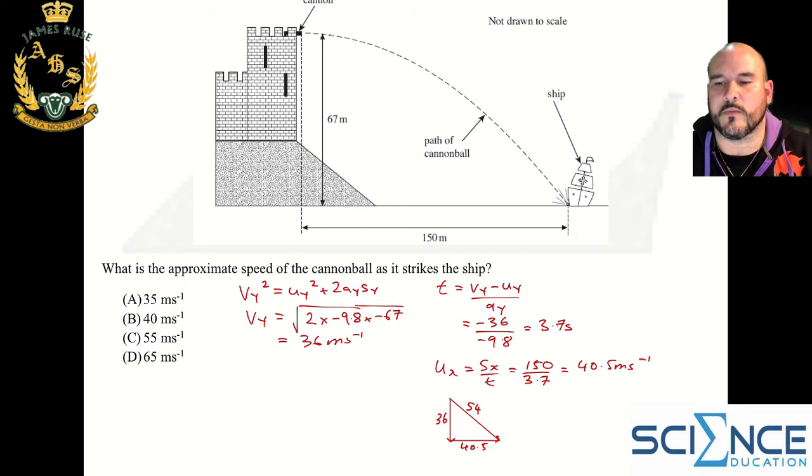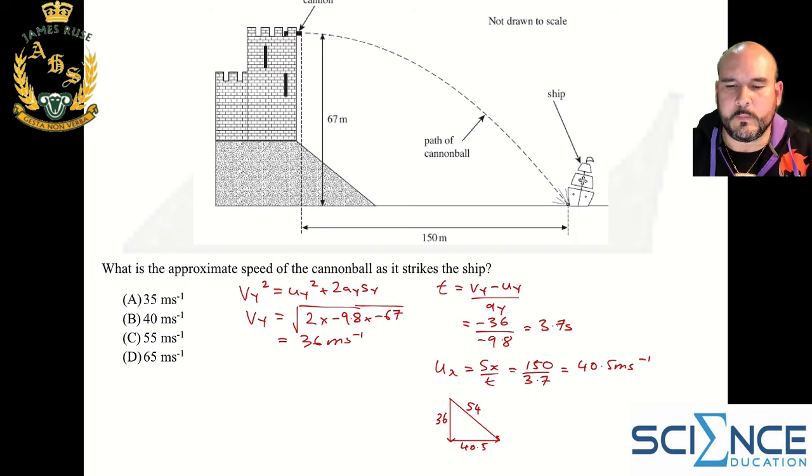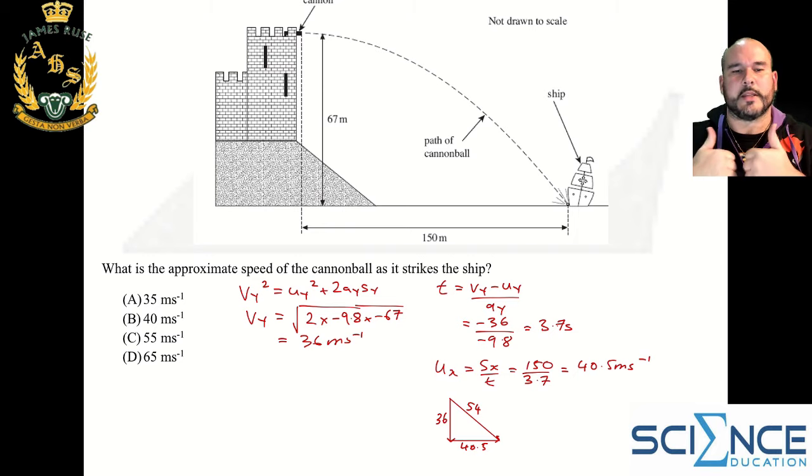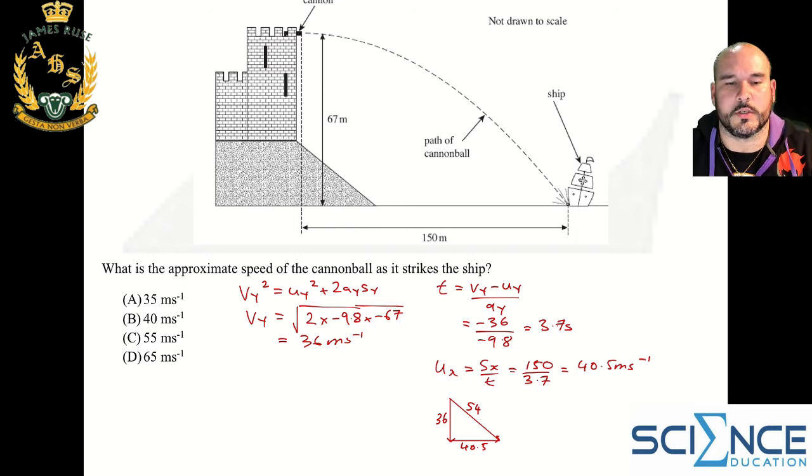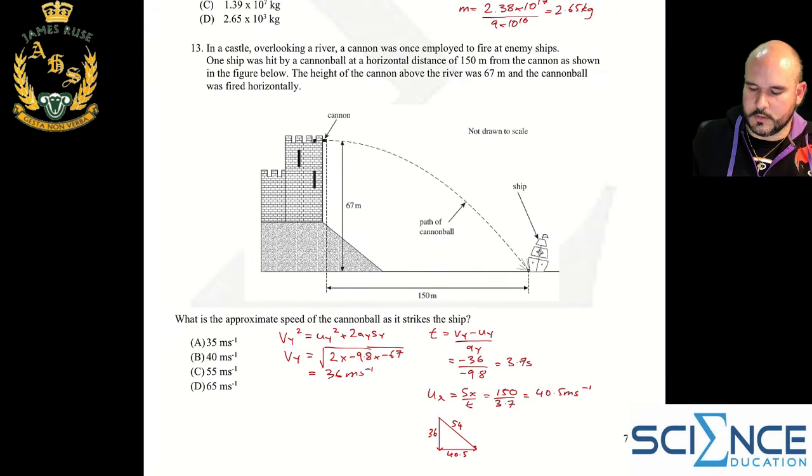Alright, so x component 40.5 meters per second, y component 36 meters per second. Do the vector sum, we end up with 54 meters per second. Sweet. Okay, that could be like a standalone 3-mark question on projectile motion, but because of the exam, we do it as a 1-mark multiple choice question. Sounds good.